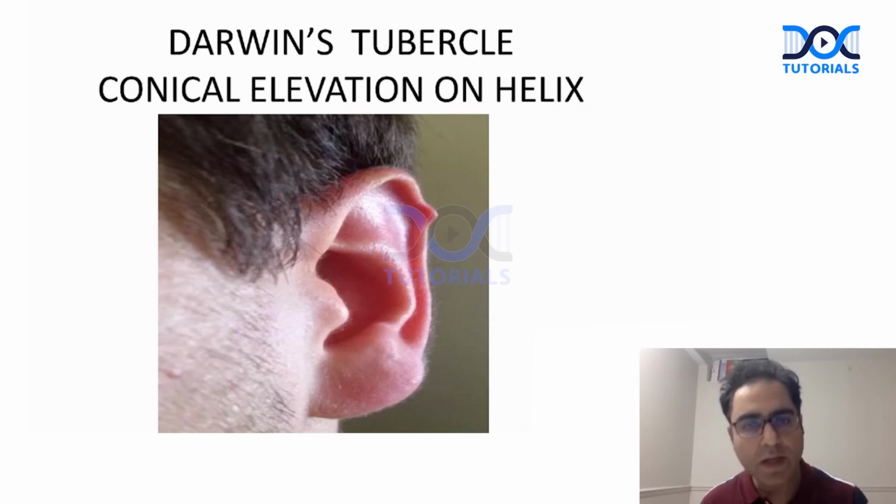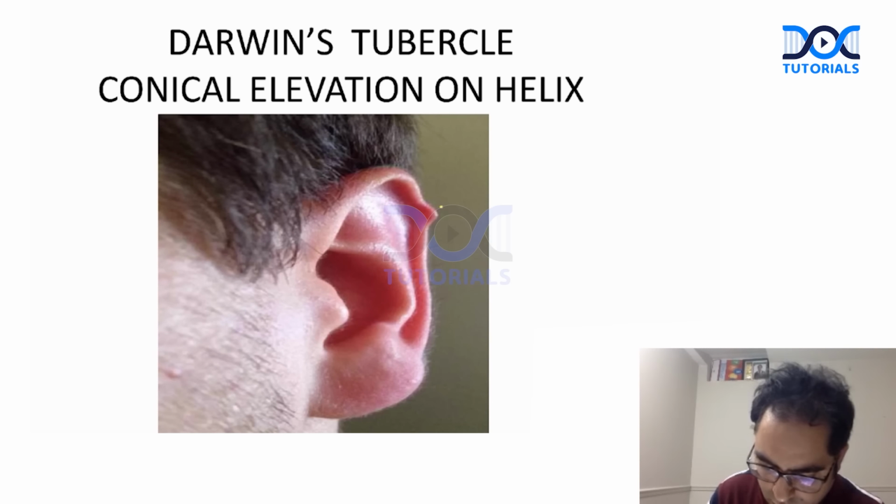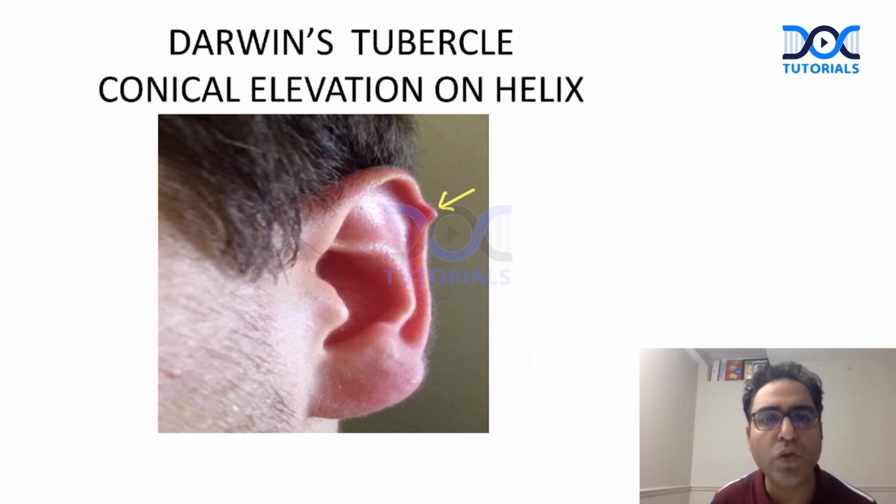Now, Darwin tubercle is not a disease, it's an anatomical variation. Can you see this one? This is a conical elevation on the helix. Darwin tubercle is not a disease, it's an anatomical variation. Some people have a conical elevation on the helix, and that's called Darwin's tubercle.